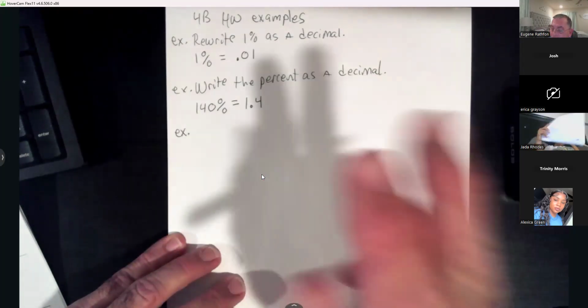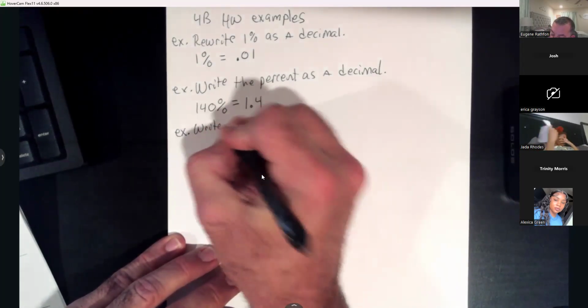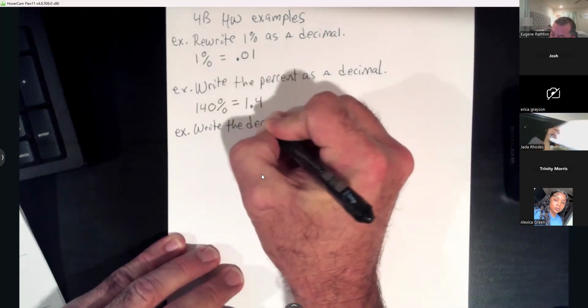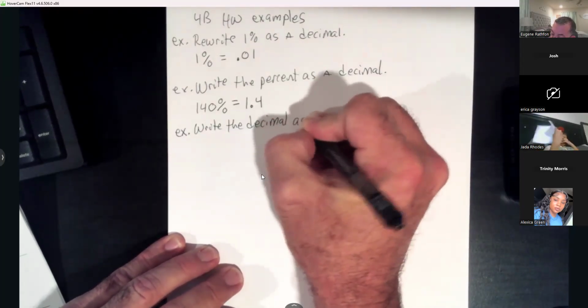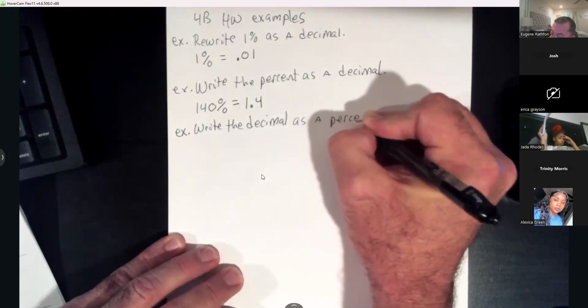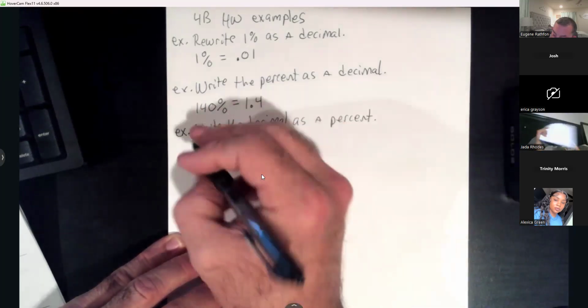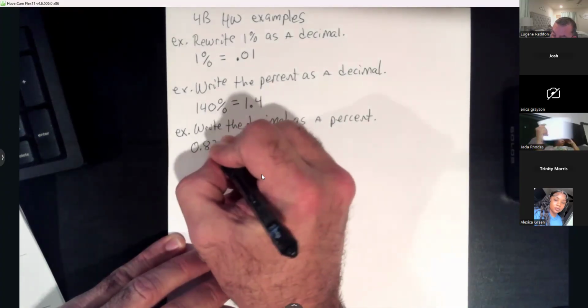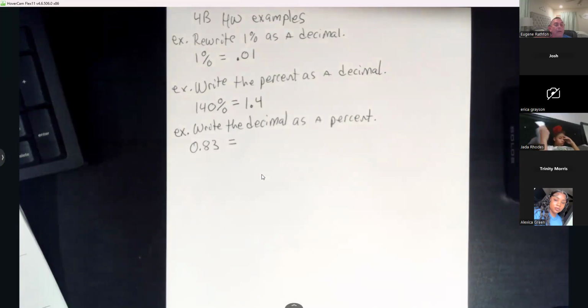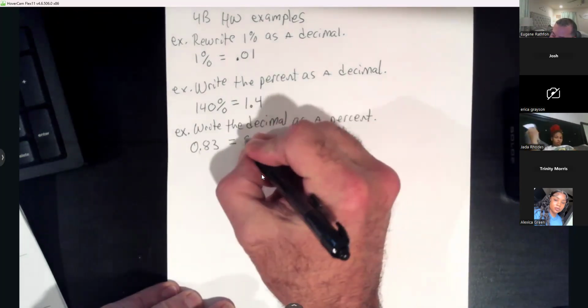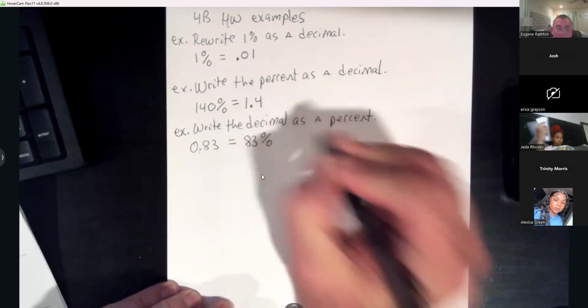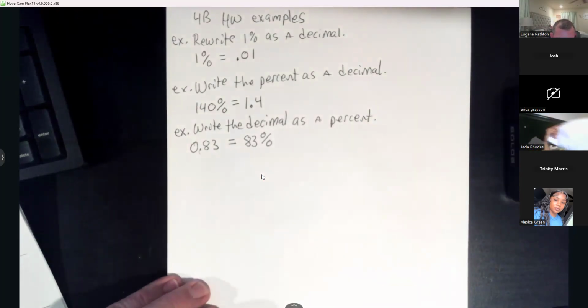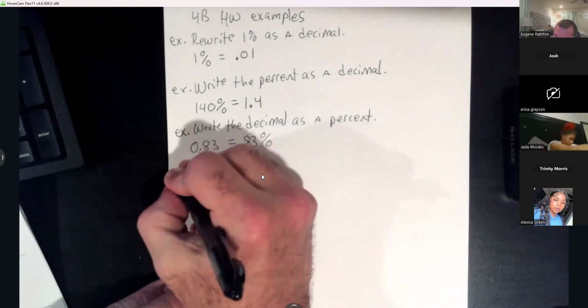So let's go the other way. Write a decimal as a percent. Also, they're giving me 0.83. All right. Good job. Move it right twice and you get an 83 and add that percent. All right, y'all. So let me try a tricky one then.